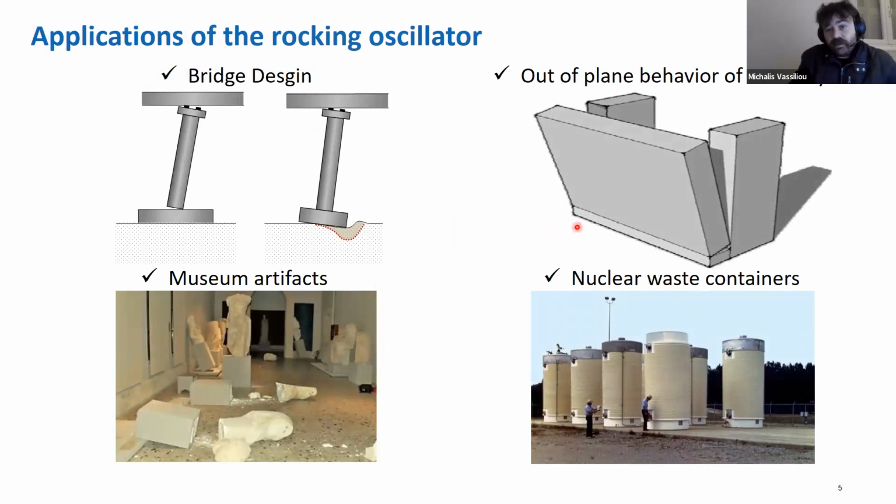Why we care about it? Because this uplift down here works as a mechanical fuse, and we can use it as a form of seismic isolation to reduce the design load of the foundation in bridge design. Because the out-of-plane behavior of masonry is essentially a rocking oscillator, because museum artifacts are closer to the rocking oscillator than to the elastic one, and because some very important nuclear waste containers, they slide and rock.